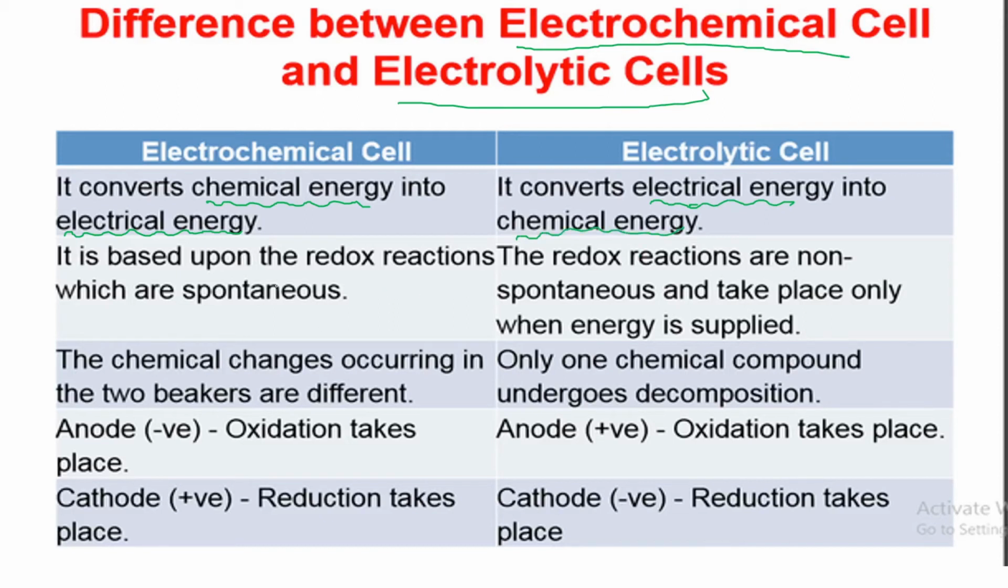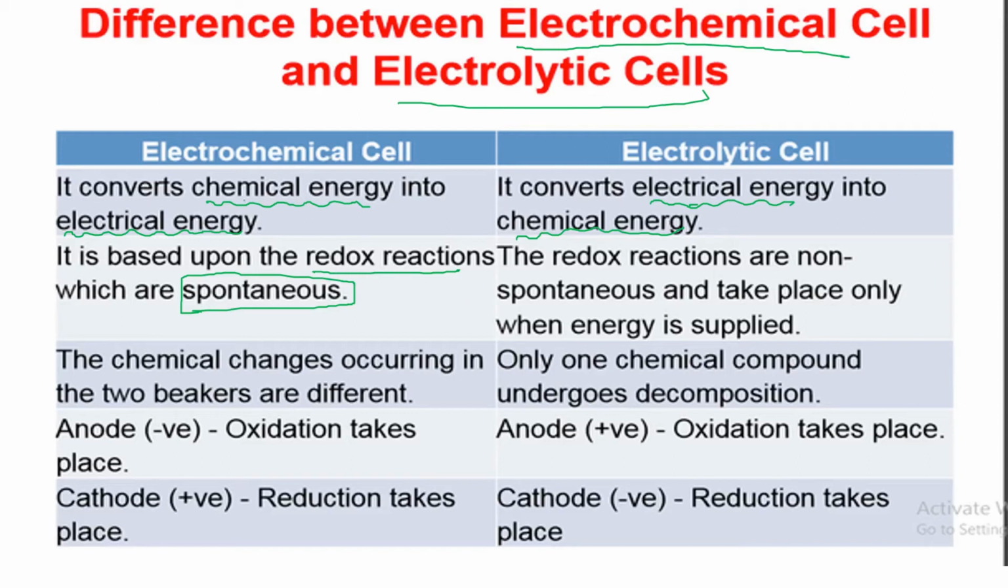The second point is that electrochemical cells are based on redox reactions which are spontaneous. Spontaneous means a reaction which takes place without the influence of any other external source. But in the electrolytic cell, the electrical energy is converted to chemical energy, which means the electrical energy is used to make non-spontaneous chemical reactions take place. That's why the electrical energy is converted to chemical energy.